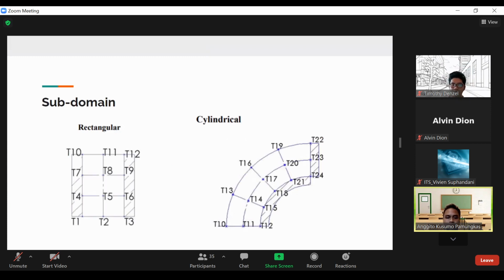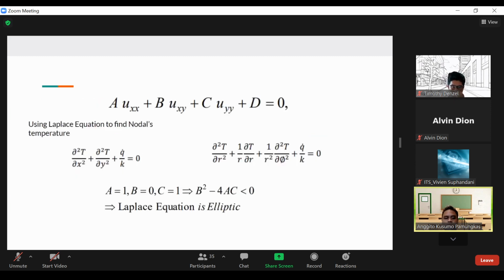We divide the system into subdomains, which are rectangular and cylindrical. In the rectangular one, we have nodal T1, T2, and T3 until T10 until T12. And in the cylindrical one, we have T10, T12 until T22 and T24. So we have the same nodal, T10 until T12, which we have to solve with Q from the rectangular one and Q from the cylindrical one.